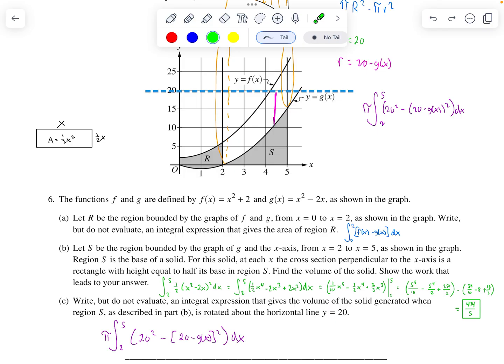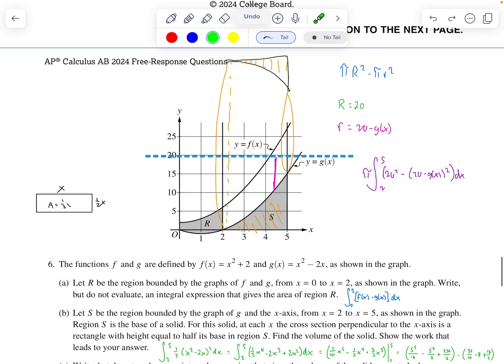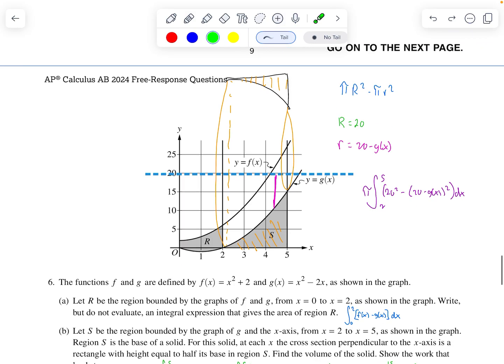Hopefully it saves some time. There it is. All right, so this is volume now. We're revolving the region S around the line y equals 20. So it's going to look roughly like what I've drawn here in orange. And so our cross section, see, all of this is hollow space right here, including this also. The only solid is the shaded region here and here, as it comes out of the screen and into the screen as it gets revolved.